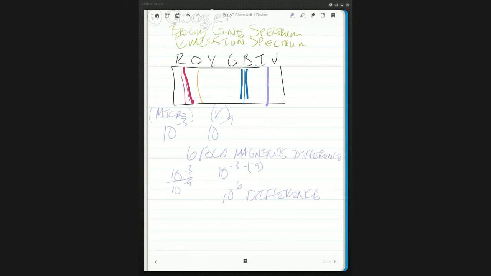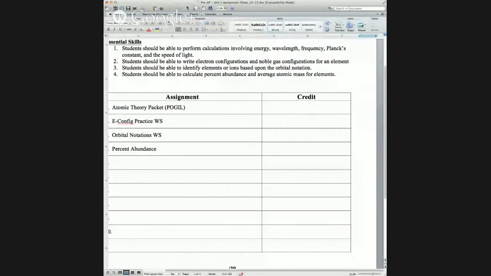I am super excited that you guys asked questions. That is very cool. Okay, so we only have a few more minutes left, and so I thought I would do the last essential skill. If we look back at our assignment sheet, it has to do with percent abundance. Students should be able to calculate percent abundance and average atomic mass for elements. And I think this one kind of tripped people up a little bit.